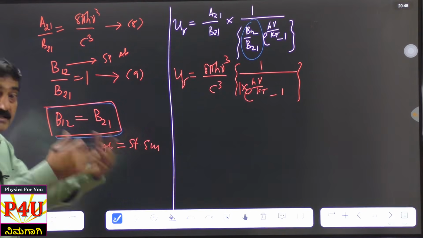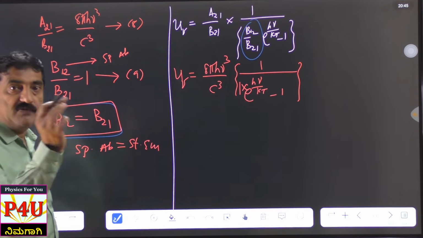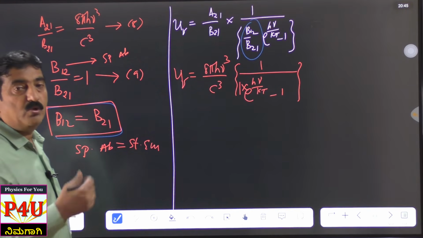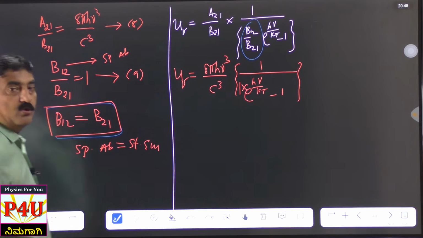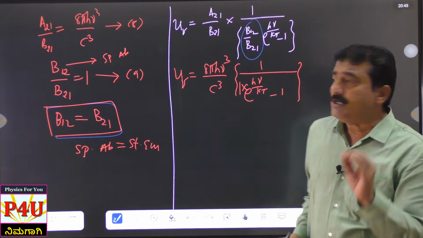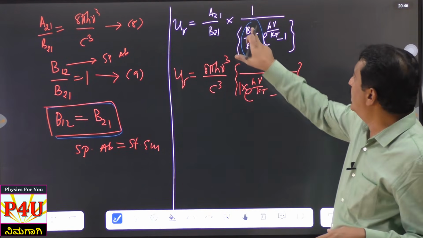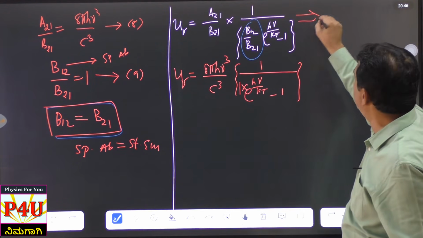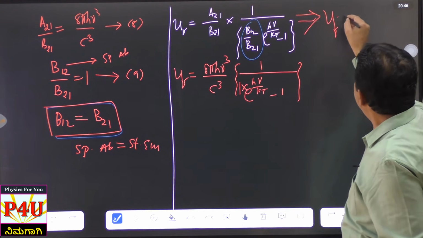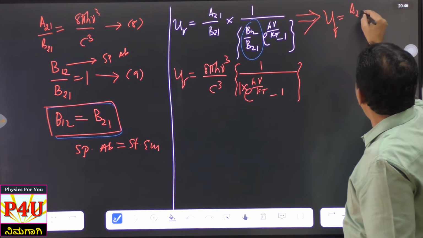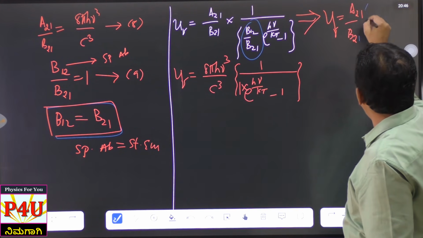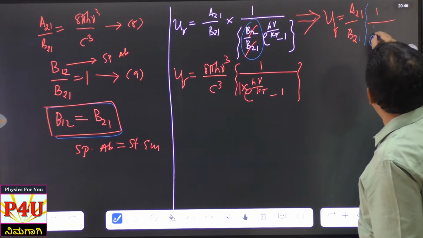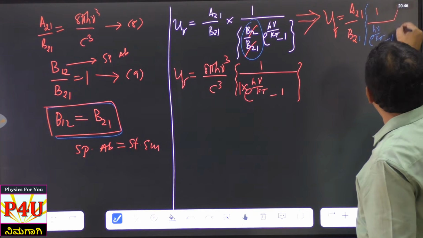Now let us make some conclusions on these results. First conclusion, spontaneous absorption is equal to stimulated emission. That means B12 is equal to B21. Before that, dear students, now we come to know that B12 and B21 both are same. Therefore, we can write this relation as U gamma is equal to A21 divided by B21 into, so this we can cancel, it becomes 1 divided by e to the power of h nu by kT minus 1.